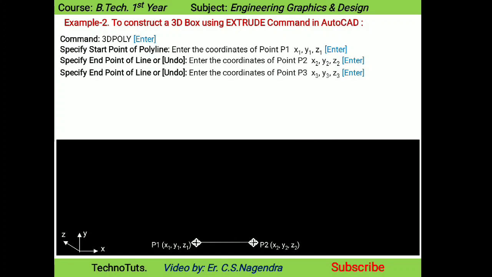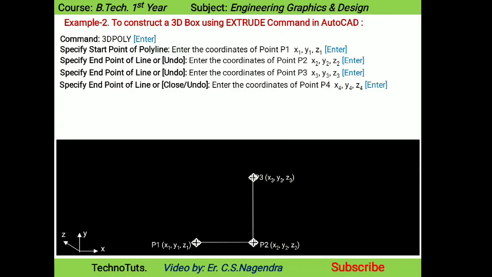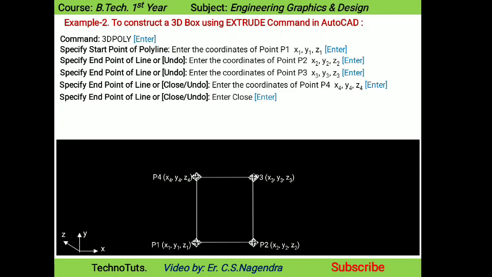Now the computer will ask you to specify the end point of the line. Type the coordinates of point number P3 and press enter key. You will see a line gets constructed from point number P2 to point number P3. Okay students, now the computer will ask you to specify the end point of the line. So just type the coordinates of point number P4 having coordinates x4, y4, z4 and press enter key. You will see point number P4 will be visible on the screen, thus constructing a line from point number P3 to point number P4. Okay students, that it will be visible on your viewport. Now after that the computer will ask you to specify the end point of the line or close.